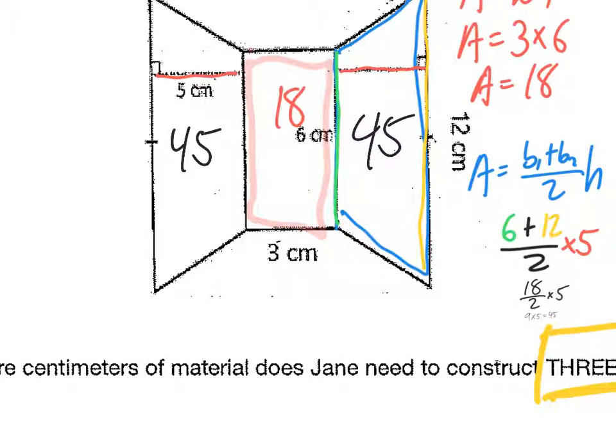So I have to add all 3 of these. So 45 plus 45 plus 18. When I add these, I get 108 centimeters squared.